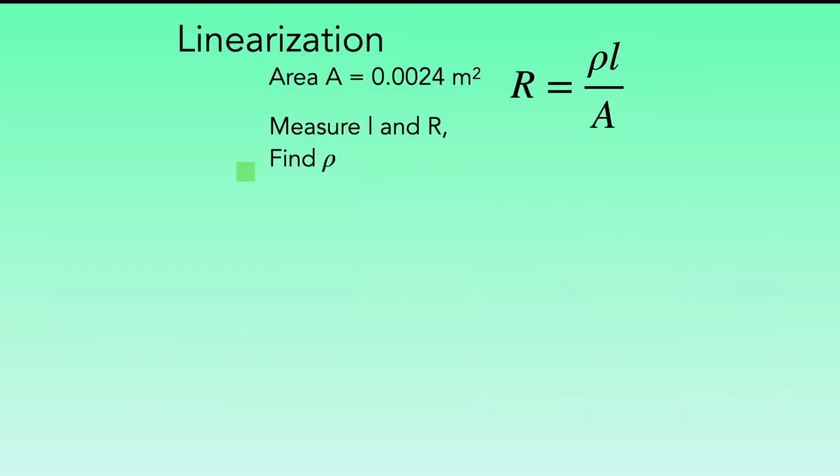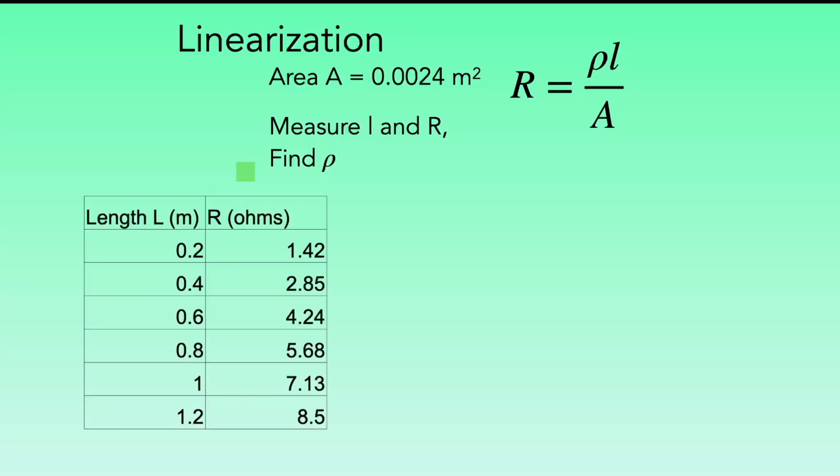Okay, let's do another example here. We'll take resistance. Resistance is equal to resistivity times the length of a wire divided by the cross-sectional area. You don't need to know all that. All we need is an equation. And we say, okay, the area is a constant. So we did an experiment on a constant area wire. And what we did is we changed the length and we measured the resistance. And we want to find rho. Well, it's pretty easy to do here.